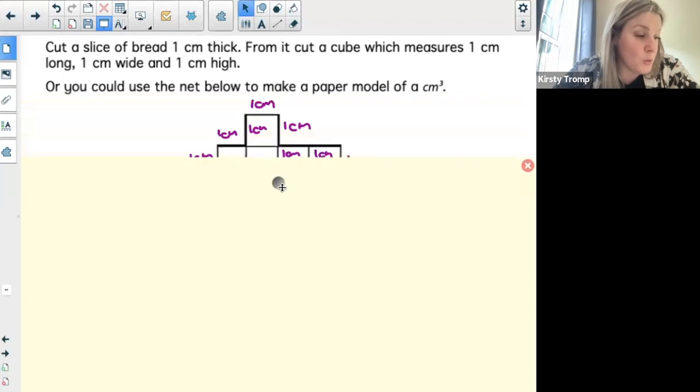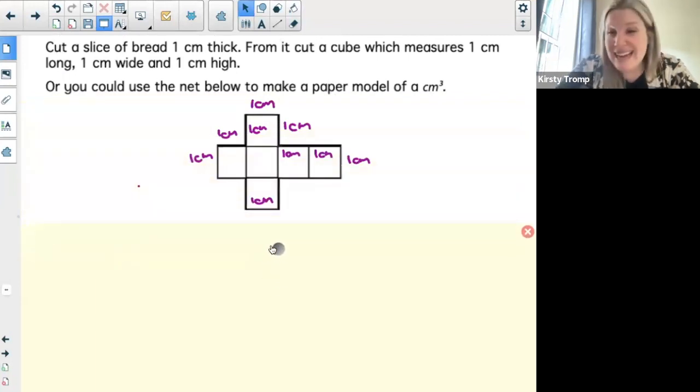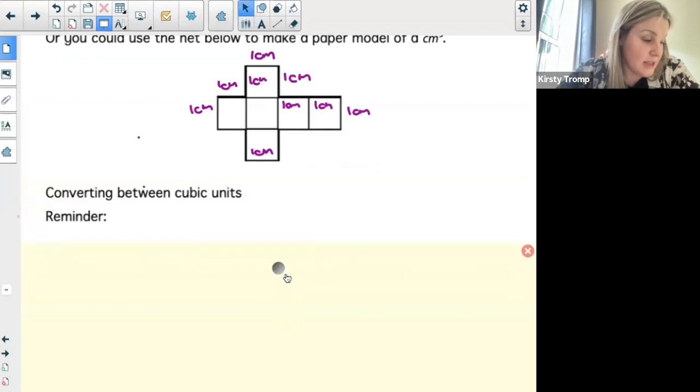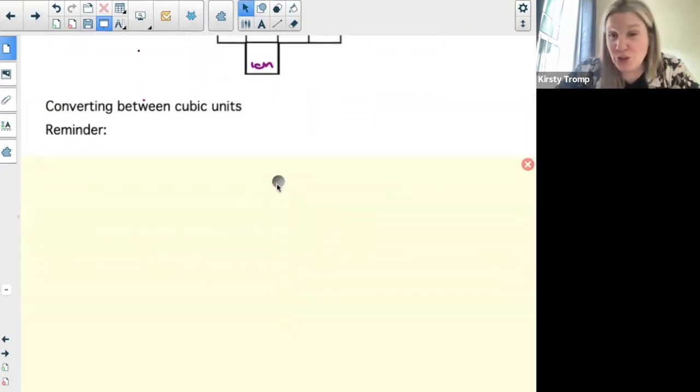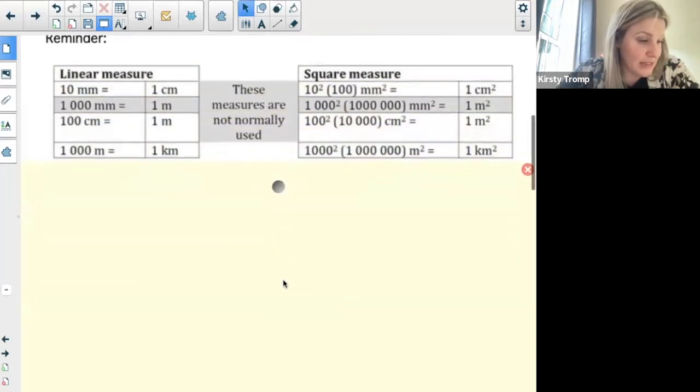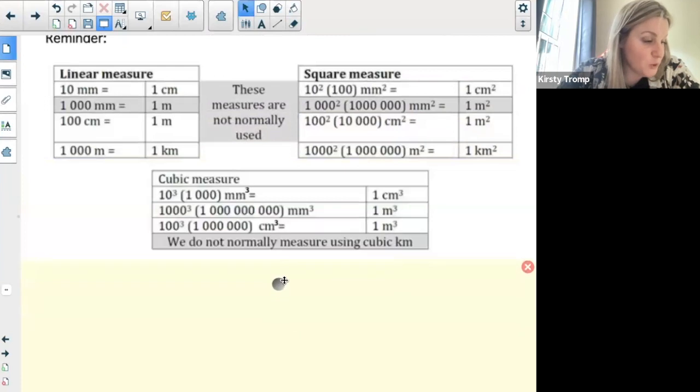Or we said below was a net of a cube, and if you had to cut that net out, you would have another cube too. Then we reminded you, and we're going to do some more practice of this tonight, of how to convert between cubic units. And this is a really good opportunity for you to take a screenshot here, guys, because remember, we love our screenshots in class.